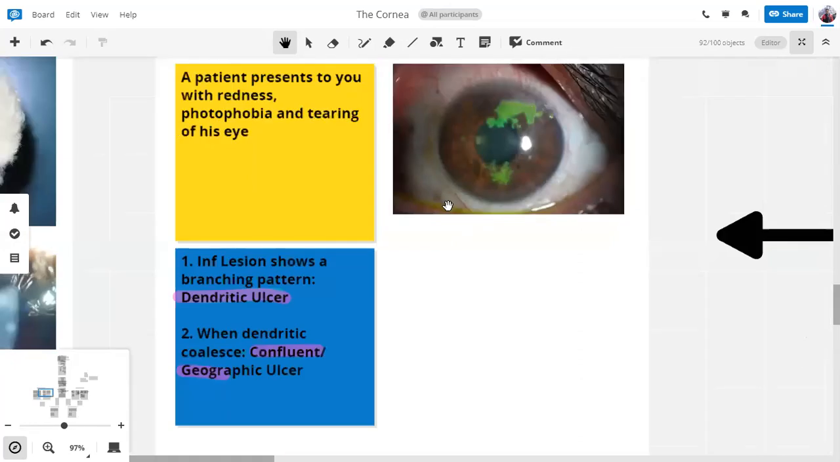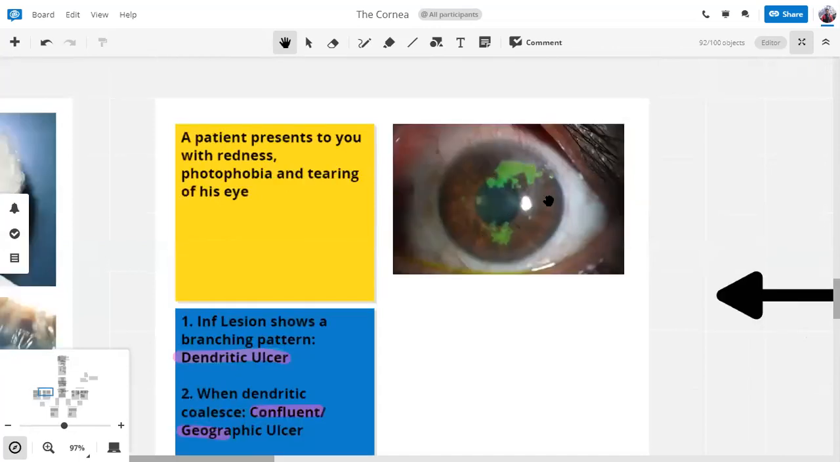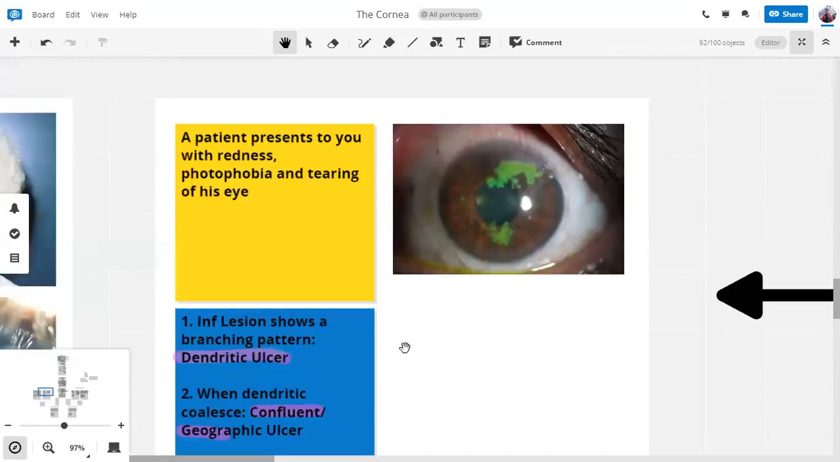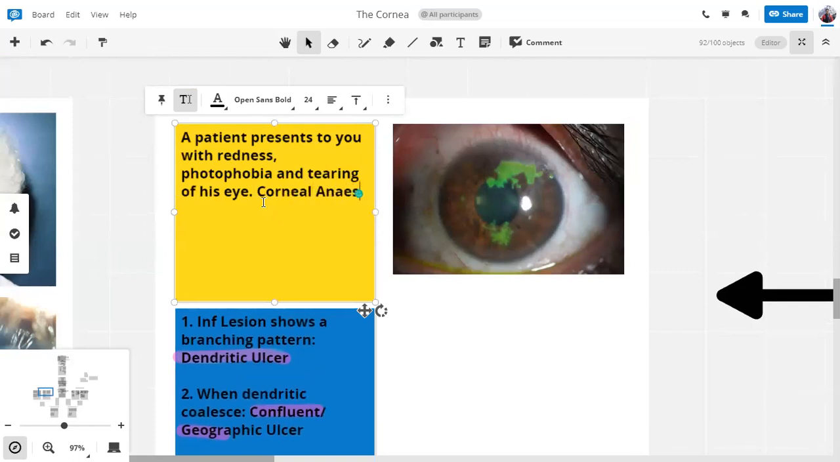The important thing from an examination point of view, especially in OSPEs and in MCQs, whenever herpes simplex is discussed with you, it will be in the context of a dendritic ulcer or a confluent, geographic ulcer. Another peculiar finding which can be given to you in this case is that this patient will have corneal anesthesia, because of the destruction of the nerve fibers by the herpes simplex virus.